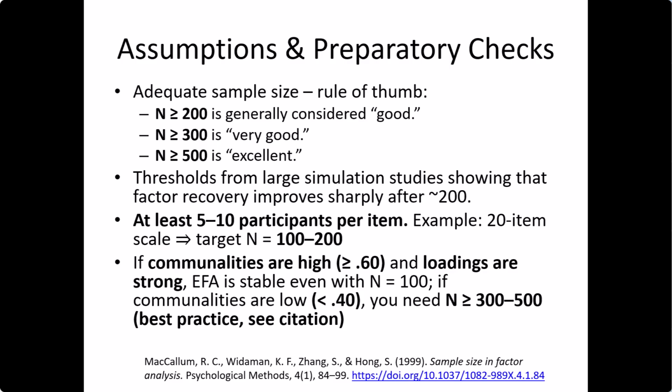If your communalities are high, over 0.6, and loadings are strong, EFA is stable even with n equals 100. So if communalities are low, you would need around 300 to 500, which is best practice, this communalities approach. And there's a citation for you.